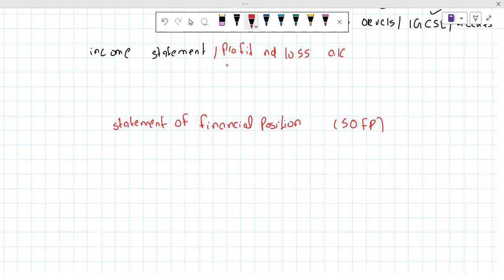And the statement of financial position shows the details of assets. We know that assets are further divided into two parts. Number one is fixed, or non-current, assets, and the second one is current assets. Non-current assets are those which have more than 1 year of life, and current assets are those assets which have a shorter life, less than 1 year.